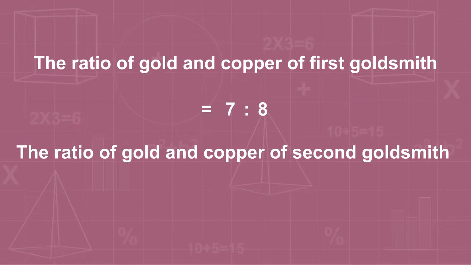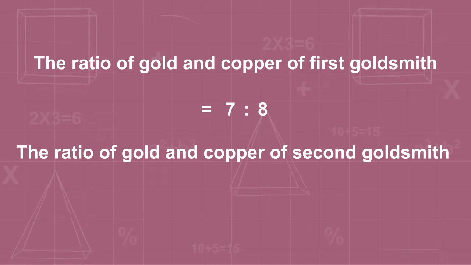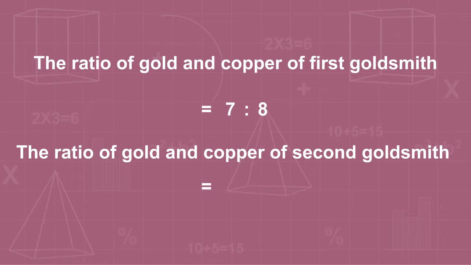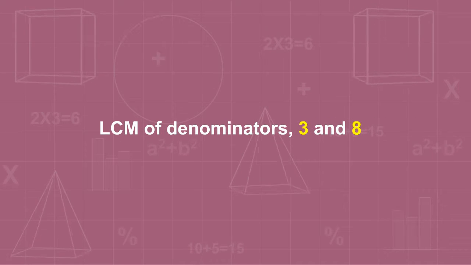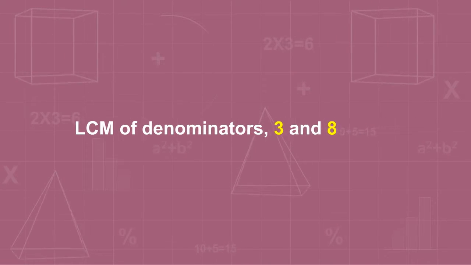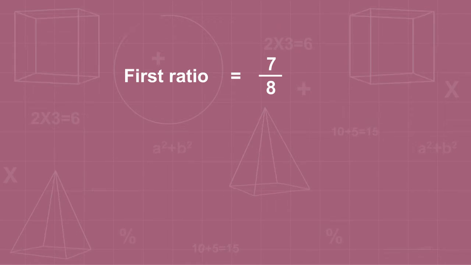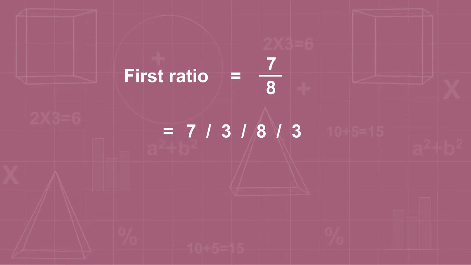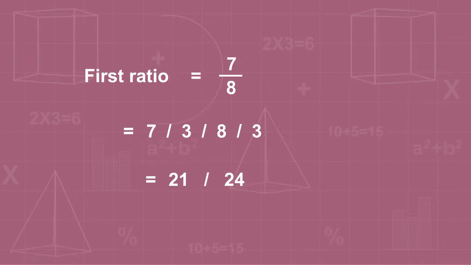7:8. And Rita, tell me the ratio of gold and copper of the second goldsmith. It is 2:3. LCM of denominators 3 and 8 is 24. Divide denominator and numerator of the first ratio by 3. We get 16 by 24.